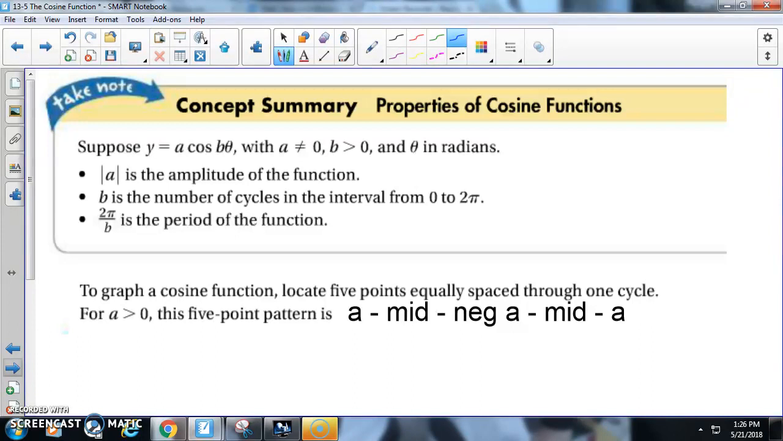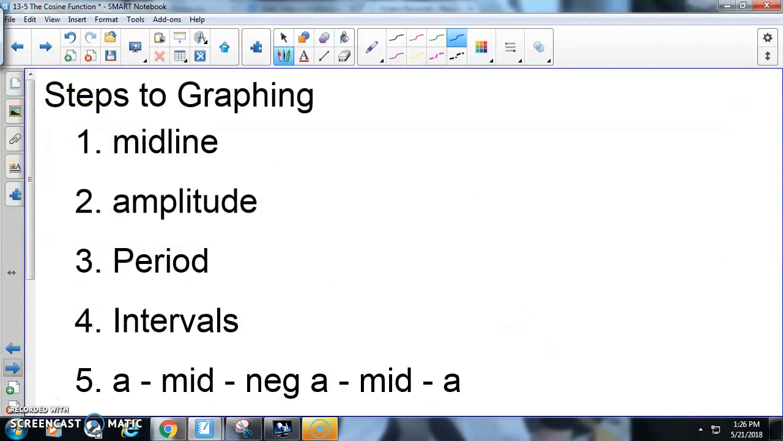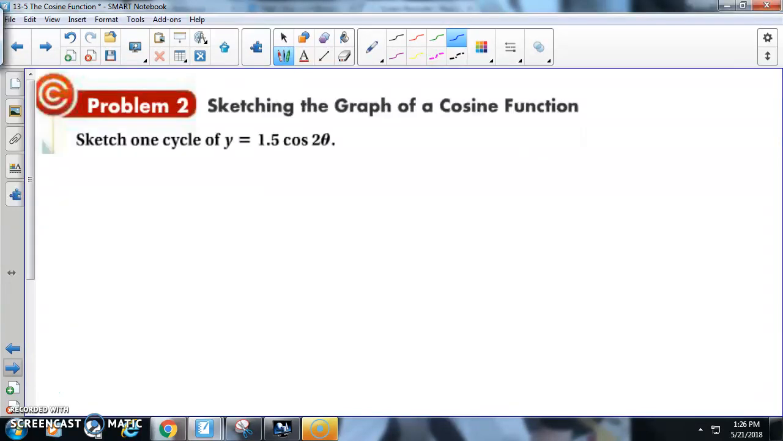Now, to graph cosine, we need our 5 points equally spaced, so we're going to still find our intervals. And the 5-point pattern is going to be A, and then we are going to go to our midline. Then we're going to go to opposite A or negative A, and then we're going to go back to our midline, and then we are going to go at A. Steps to graphing one more time. We have to draw our midline, find our amplitude, find our period, find our intervals, and then plot our points. A, midline, negative A, midline, A.